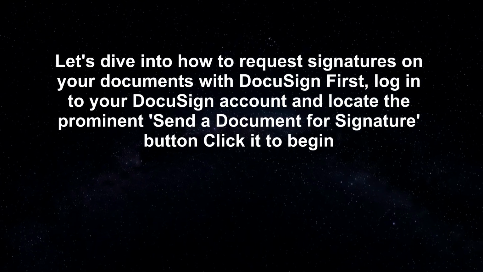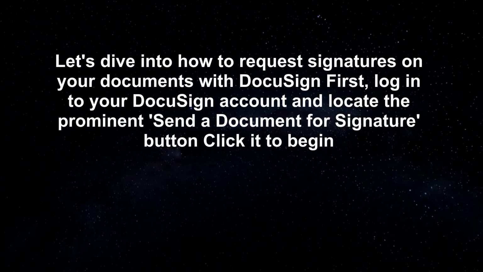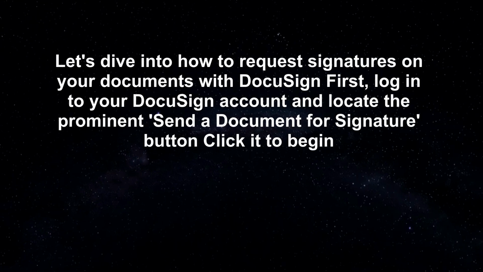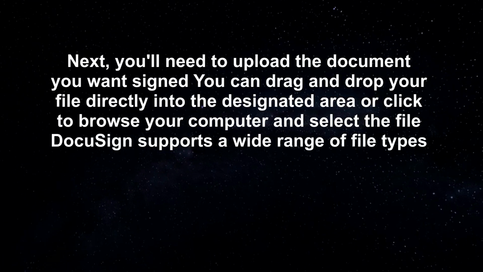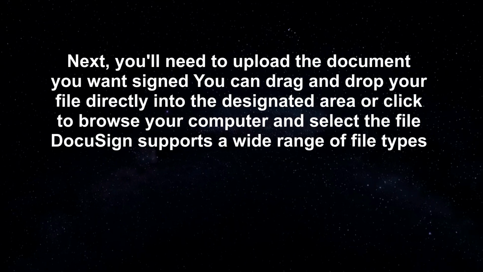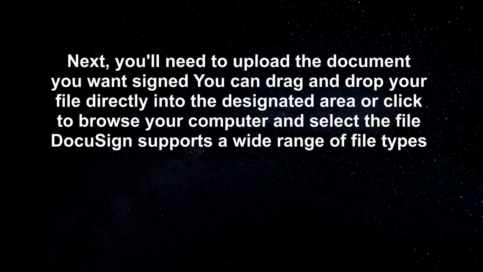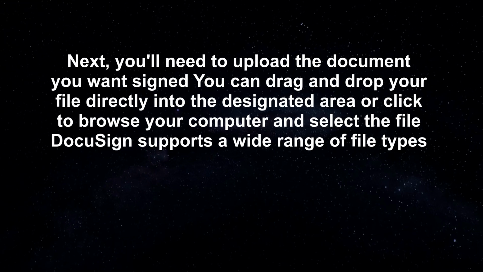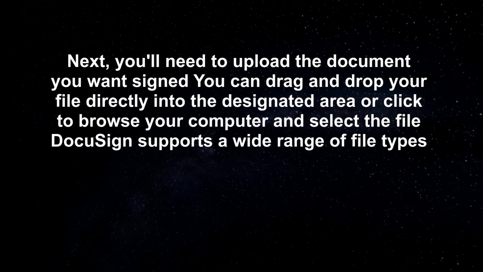First, log in to your Docusign account and locate the prominent Send a Document for Signature button. Click it to begin. Next, you'll need to upload the document you want signed. You can drag and drop your file directly into the designated area or click to browse your computer and select the file. Docusign supports a wide range of file types.